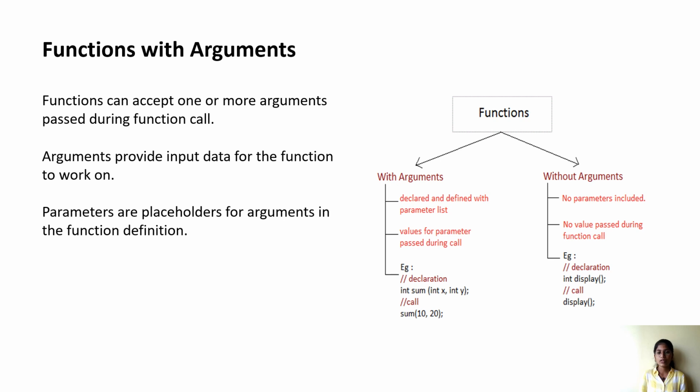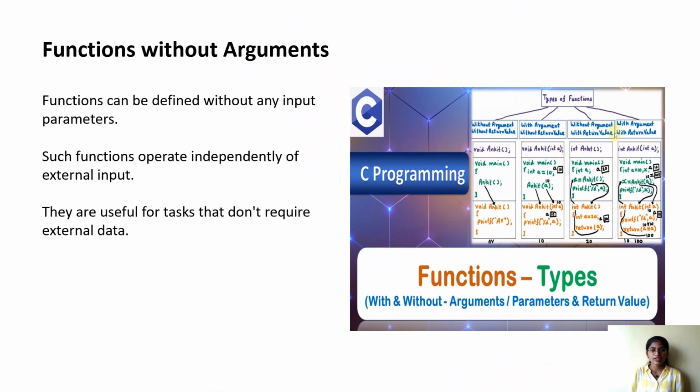Function without arguments. Here no parameters are included and no value is passed during the function call. For example, we declare a function called int display, and we call the function as display. Functions can be defined without any input parameters. Such functions operate independently of external input. They are useful for tasks that don't require any external data.